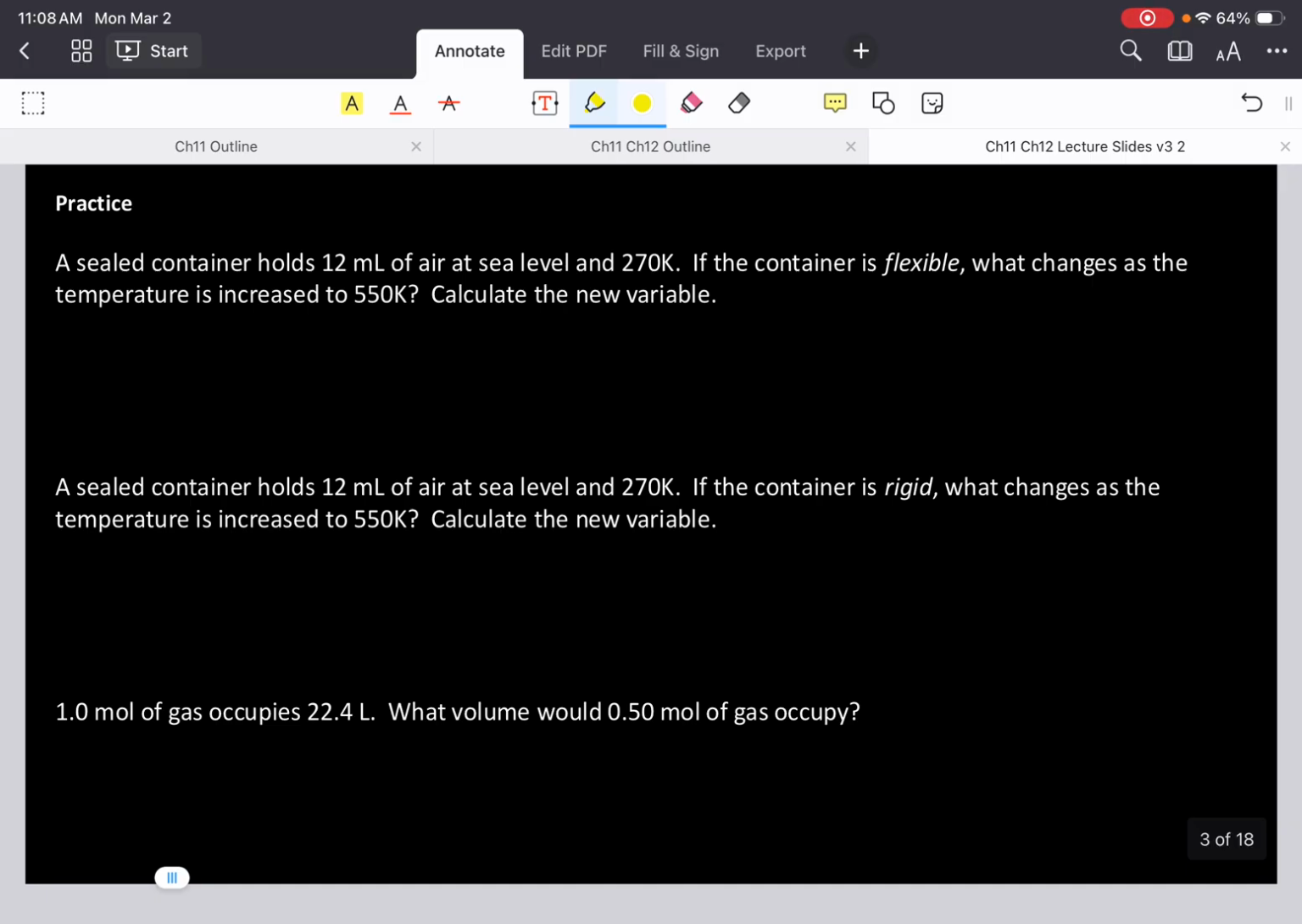Here are some practice problems. There are 3 here and 2 more on the next page. Go ahead and jot these down, and then we will solve them together. So pause and copy.